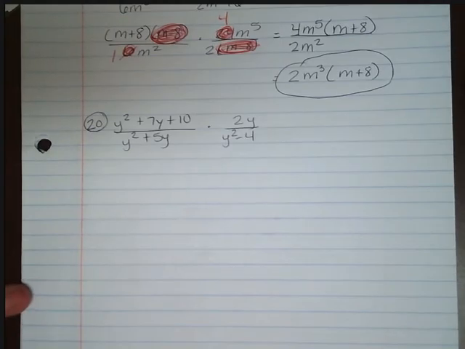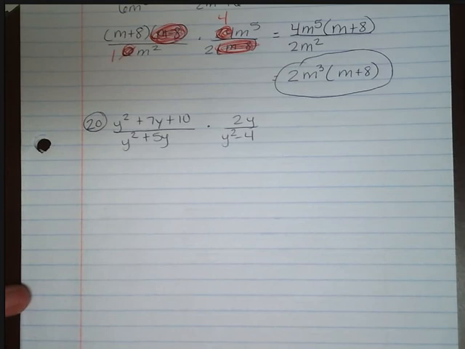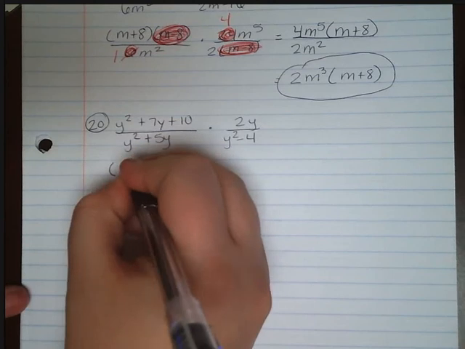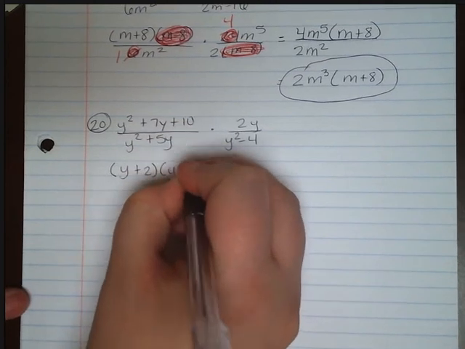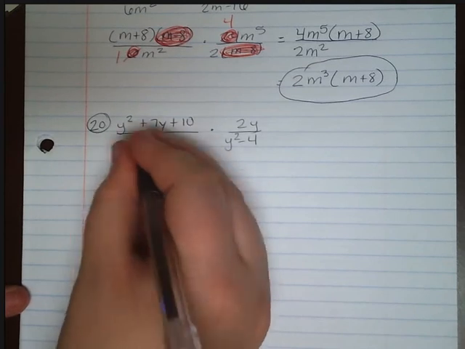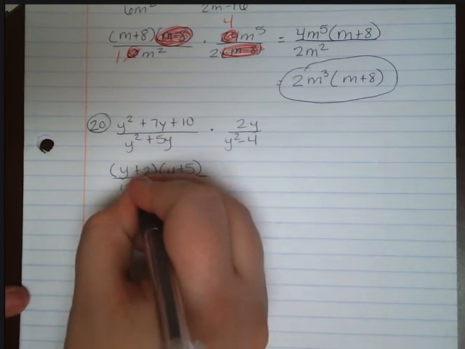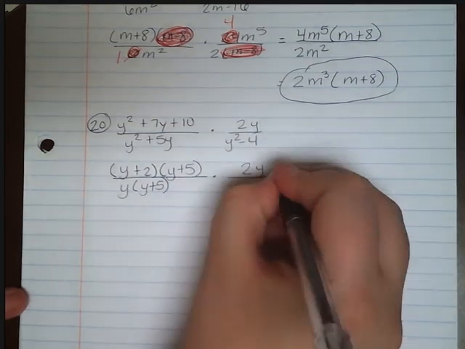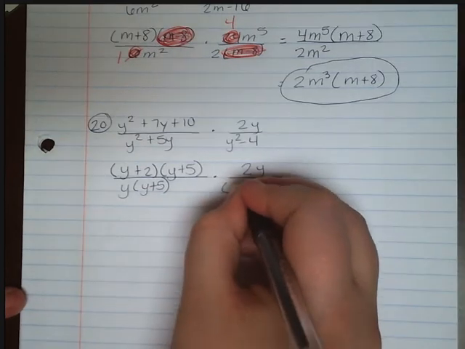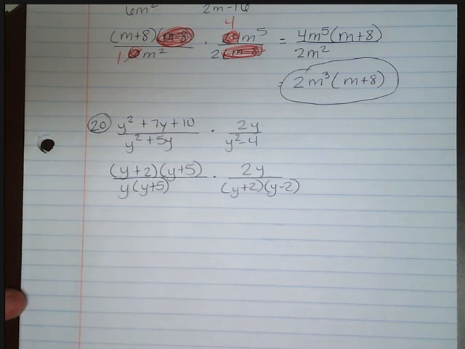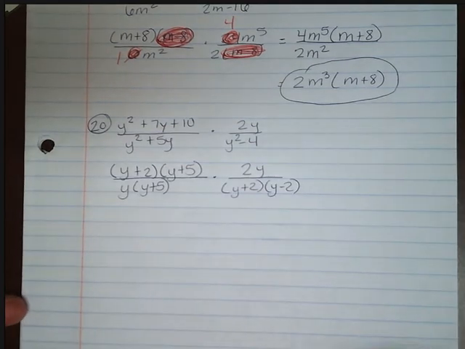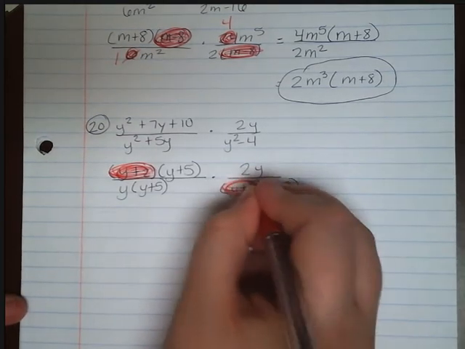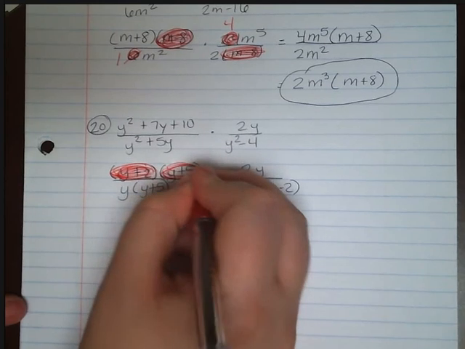So I'm going to go ahead and factor these since it's already in multiplication. I can factor this by using my AC method, which is y plus 2, y plus 5. I can factor a greatest common factor out of here of y, which leaves me with y plus 5. My 2y just stays the same, and then I factor to get y plus 2, y minus 2. So my y plus 2's are going to cancel. And then my y plus 5's are going to cancel.